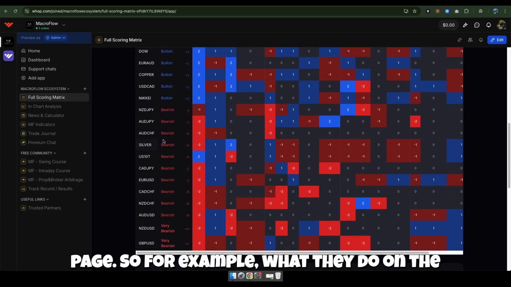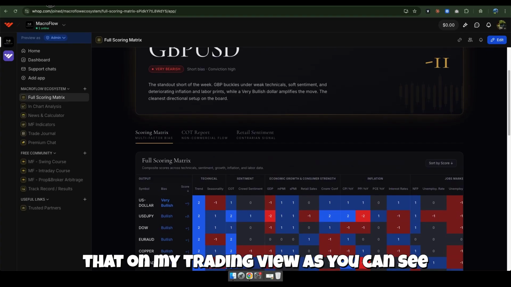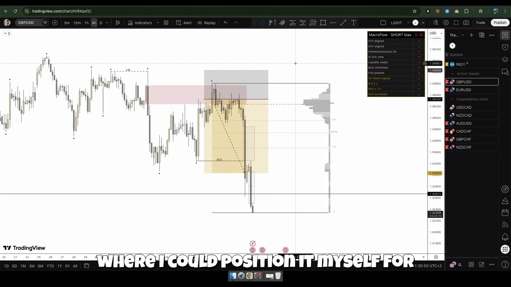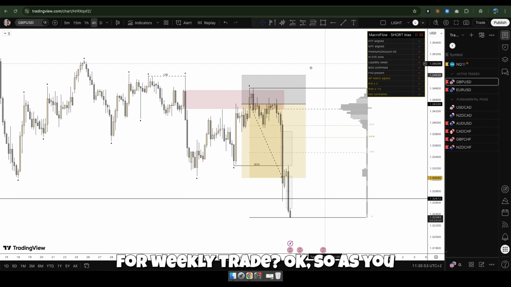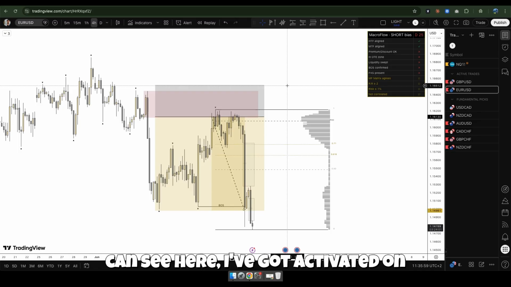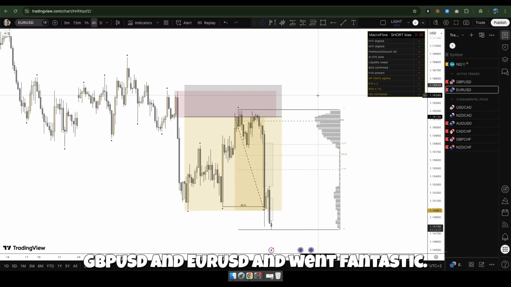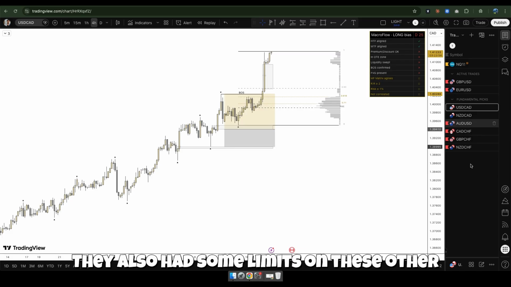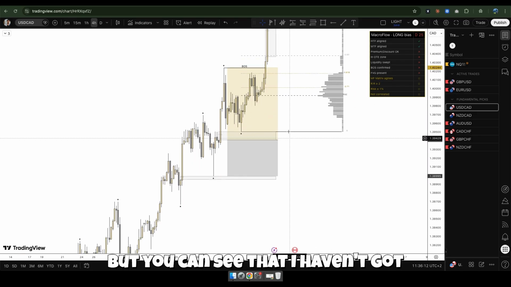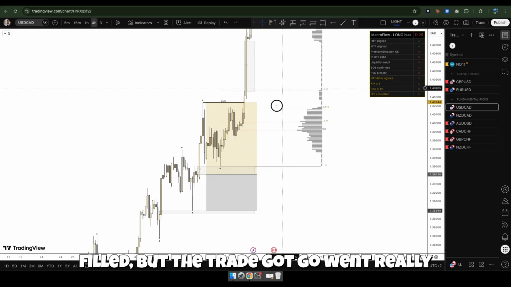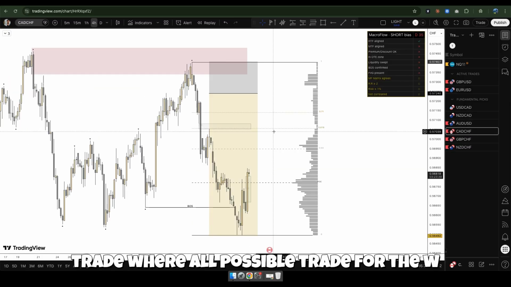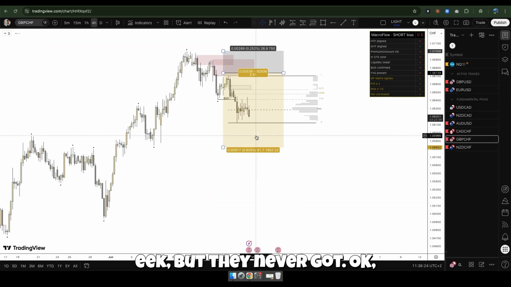So what I do on the weekend is build a list based on that on my TradingView, as you can see here, and I try to understand where I could position myself for a weekly trade. As you can see here, I got activated on GBP/USD and EUR/USD, and they went fantastic. I also had some limits on other trades, but they never got activated. For example USD/CAD, that was the trade idea, but you can see I haven't got filled, but the trade went really well. These were all possible trades for this week, but they never got filled.